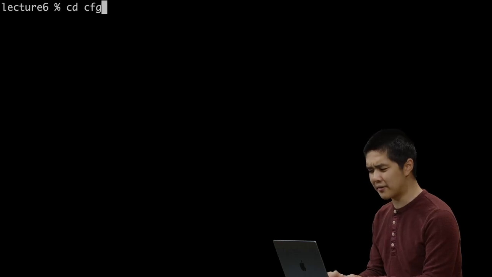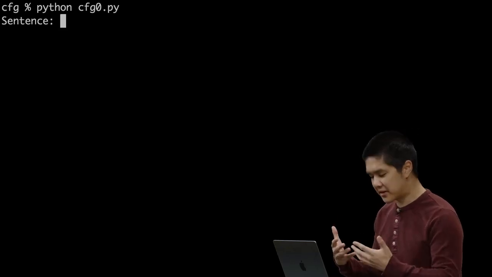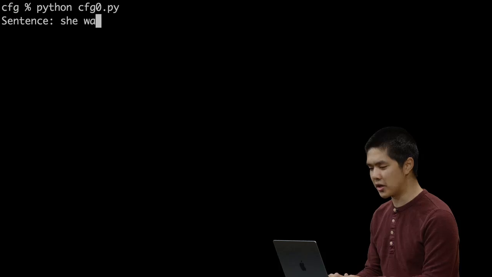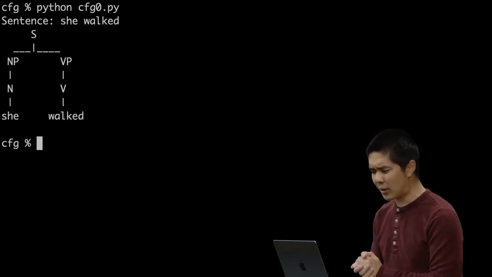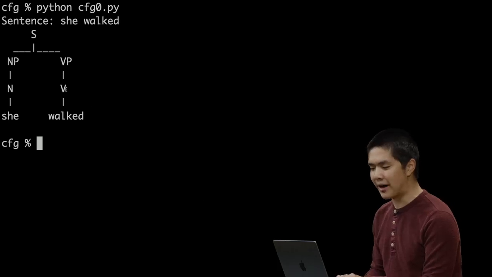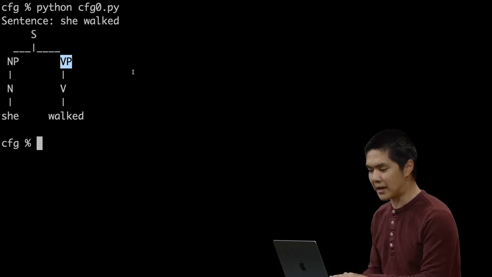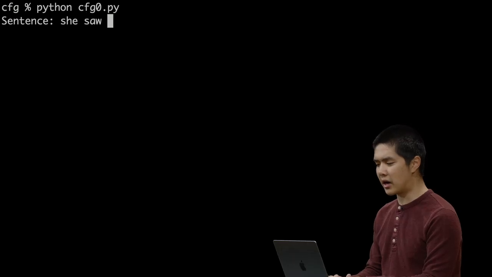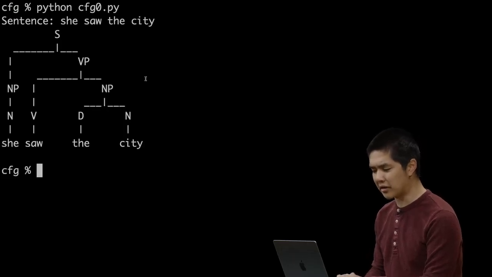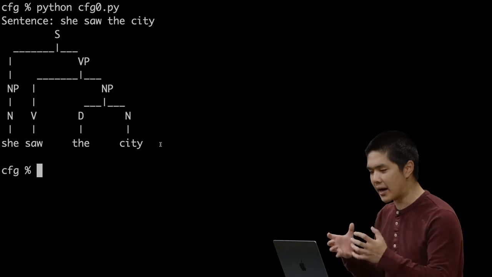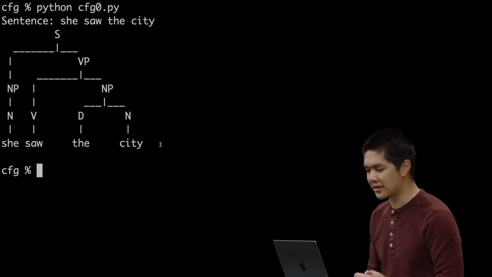So let's take a look at an example. I'll go ahead and go into my CFG directory, and we'll run cfg0.py. And here I'm asked to type in a sentence. Let's say I type in she walked. And when I do that, I see that she walked is a valid sentence where she is a noun phrase and walked is the corresponding verb phrase. I could try to do this with a more complex sentence too. I could do something like she saw the city. And here we see that she is the noun phrase, and then saw the city is the entire verb phrase that makes up this sentence.